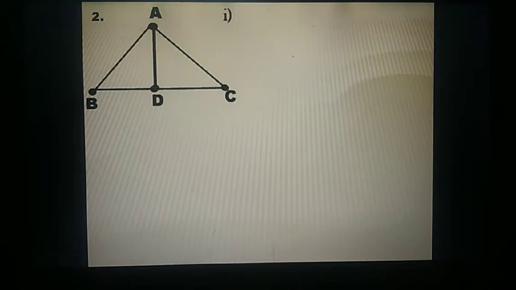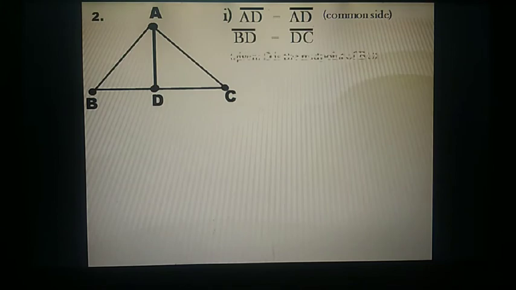Yes. So first, both the triangles have this AD as a common side. Next, it's given to you in the question that D is a midpoint. So BD and DC will be equal to each other. Next, it's given in the statement only that AB equals AC. It's given. Again, we can see that the 3 pairs that we are supposed to find out are all sides.